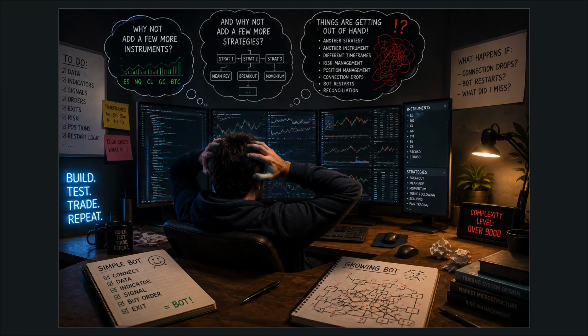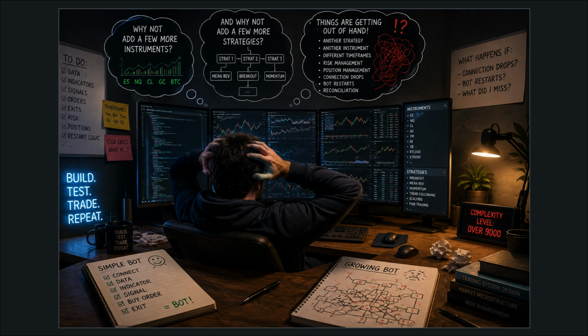The first time you program a trading bot, you'll probably follow a pretty natural sequence of events. Connect to a broker, download some market data, calculate an indicator, generate a signal. If the signal says buy, send a buy order. Add an exit somewhere, and we have a trading bot. This is also how I built my first trading bot. And it's great, especially the first time you manage to get all of this working. Suddenly you can sit back and relax while your bot is taking trades left and right. But that's not what we're aiming for in this course.